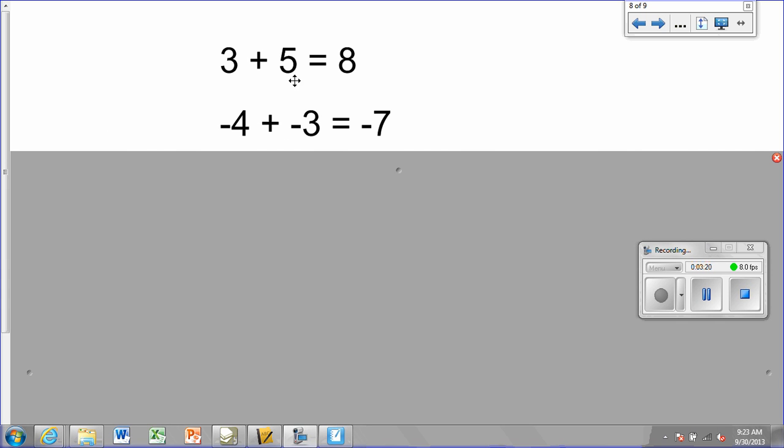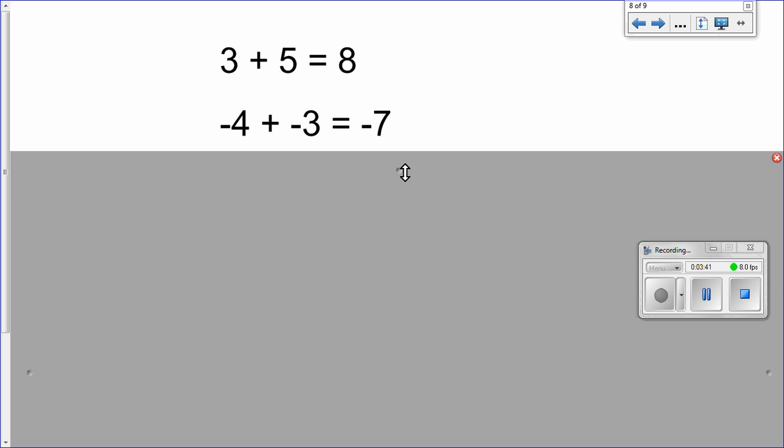So here are some examples. 3 plus 5, or 5 plus 3. They're both positive. Same sign, we're going to add them, get 8, and we're going to keep the sign as positive. Negative 4 plus negative 3. Same signs again, we're going to add them together. 4 plus 3 is 7, and keep the sign. So our answer is negative 7.